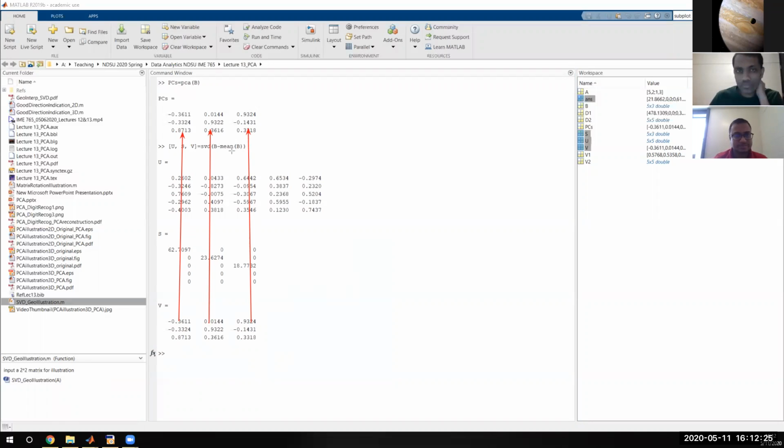Why wouldn't you shift it to the center of data? That's the reason, because otherwise the definition is wrong. The definition is I want to make the dispersion as large as possible. If I do not subtract the mean, it's not a real dispersion. It doesn't work. That's the reason.